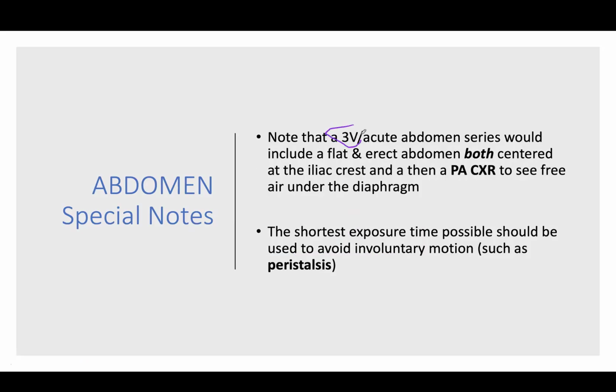Note that if it's a 3-view, just check in with your site. Different sites will have different requirements, but a 3-view acute abdomen series would include a flat and then upright abdomen, both centered at the iliac crest. Then you do a PA chest x-ray to see the free air under the diaphragm. So out in the real world, often you have to adapt to situations. In this case, we have a little exception to the way you did something. You wouldn't do that upright abdomen 2 inches above the iliac crest. It would be at the iliac crest, and then you grab that PA chest x-ray for the abdomen.